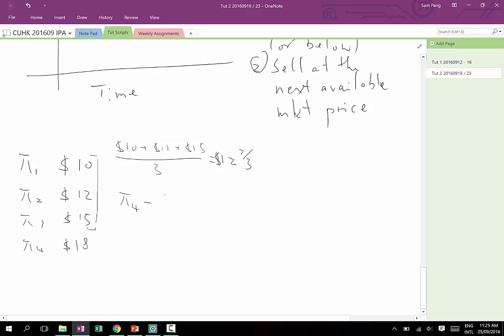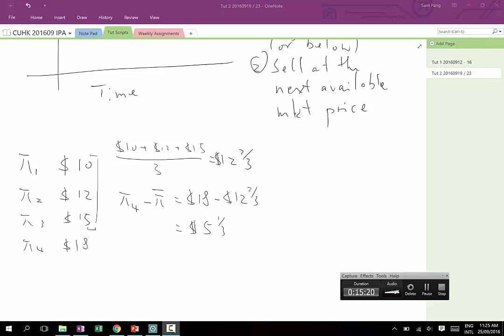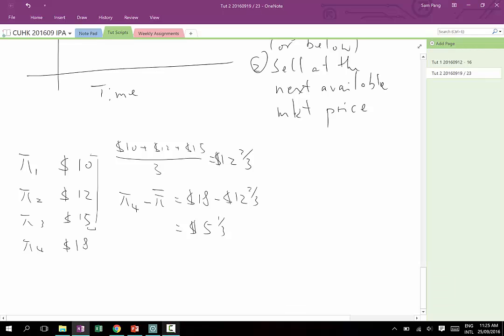If you want to work out pi 4 minus the pi t bar of all the values before, that is simply 18 minus 12 and 1/3. Okay, I keep writing 2/3 there. That was wrong. I'm going to rub it off in a moment. See, I can tell the future now. So anyway, that should be equal to 5 2/3. So 5.66.